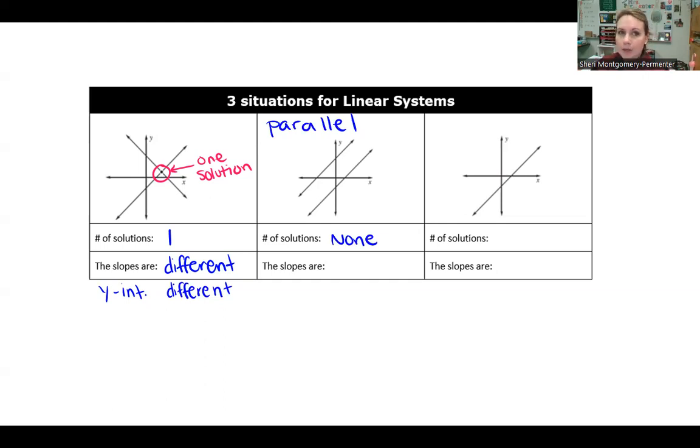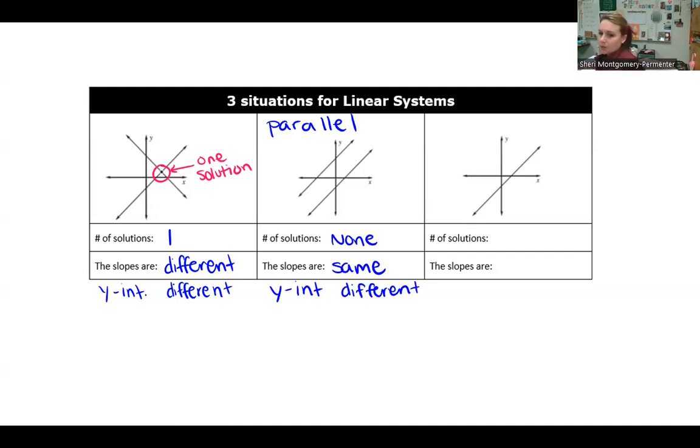So we learned about parallel lines. Does anybody remember what's special about the slopes? They're the same. But the y-intercept will be different. So the slopes are the same, but where they cross the y-axis, it'll be different.